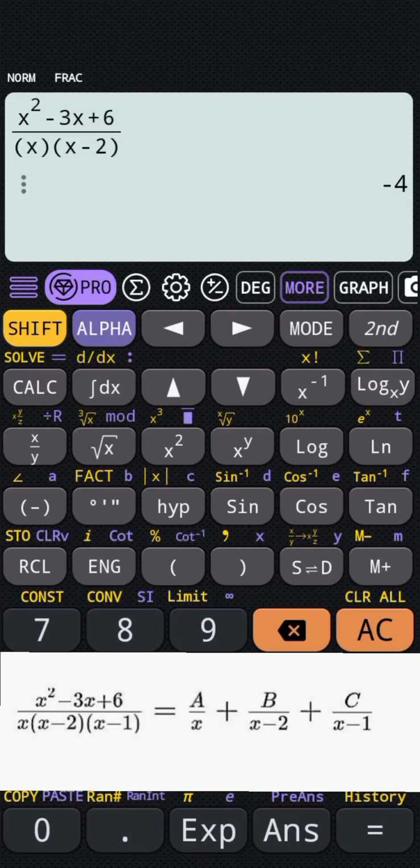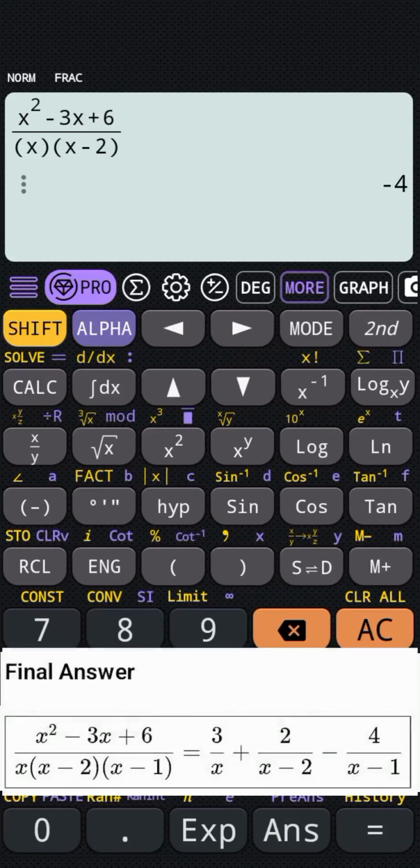So it means that c is equal to minus 4. So remember we got a as 3, b as 2, c as minus 4. So you now plug these values into the partial fractions for a, b, and c, and then you are there. It's simple to do.